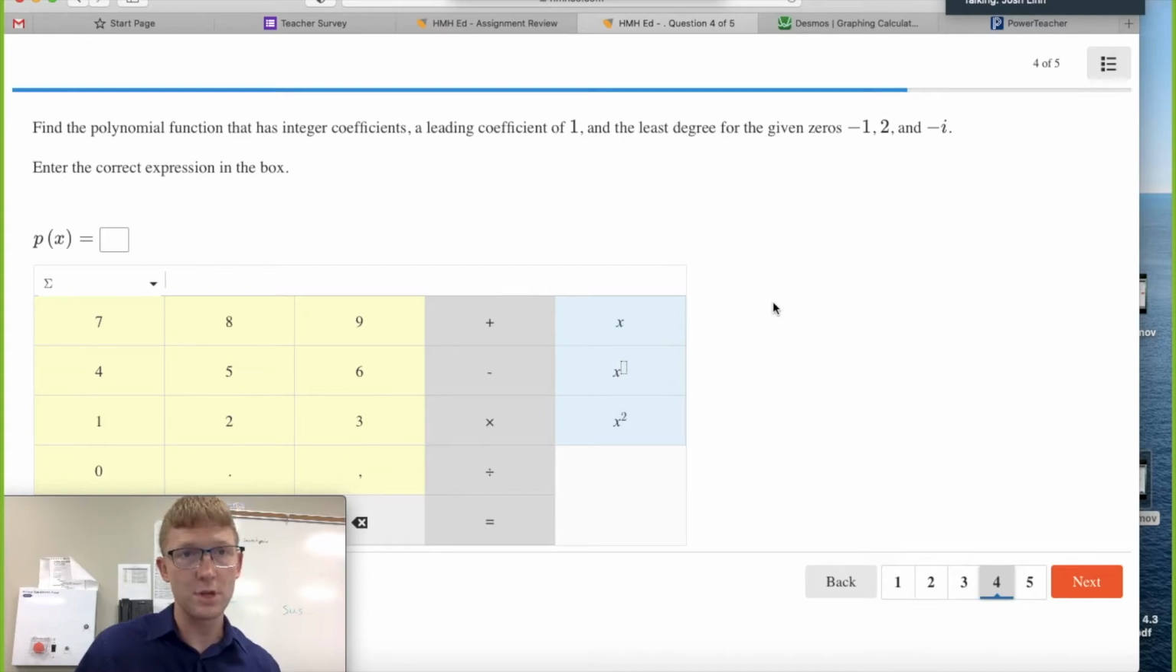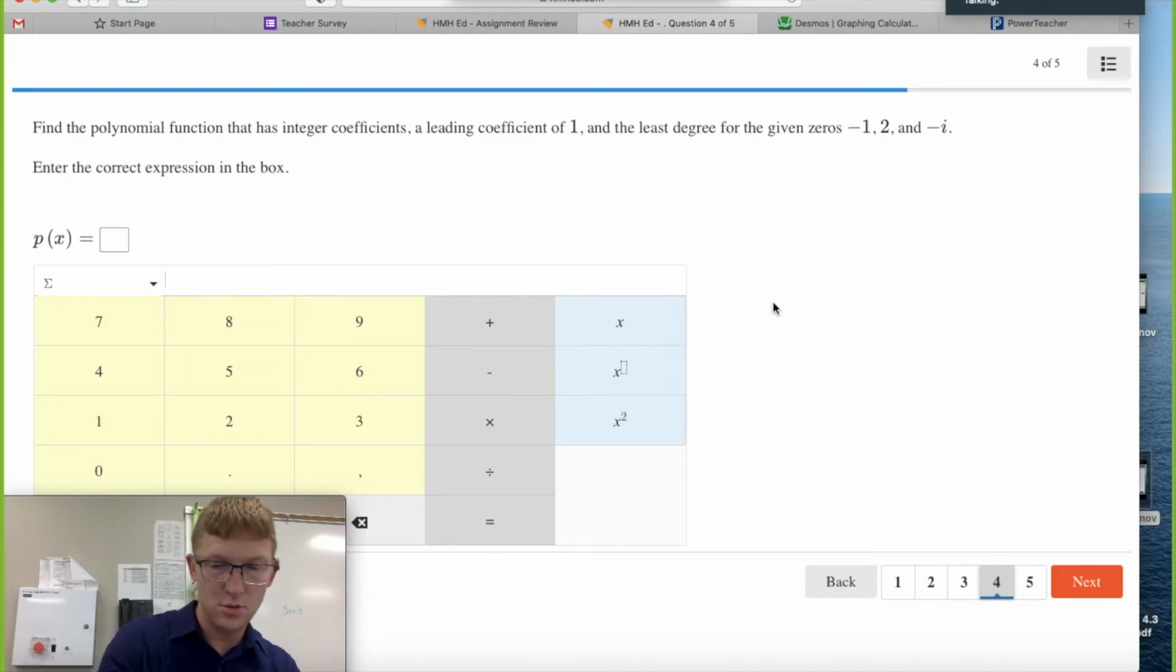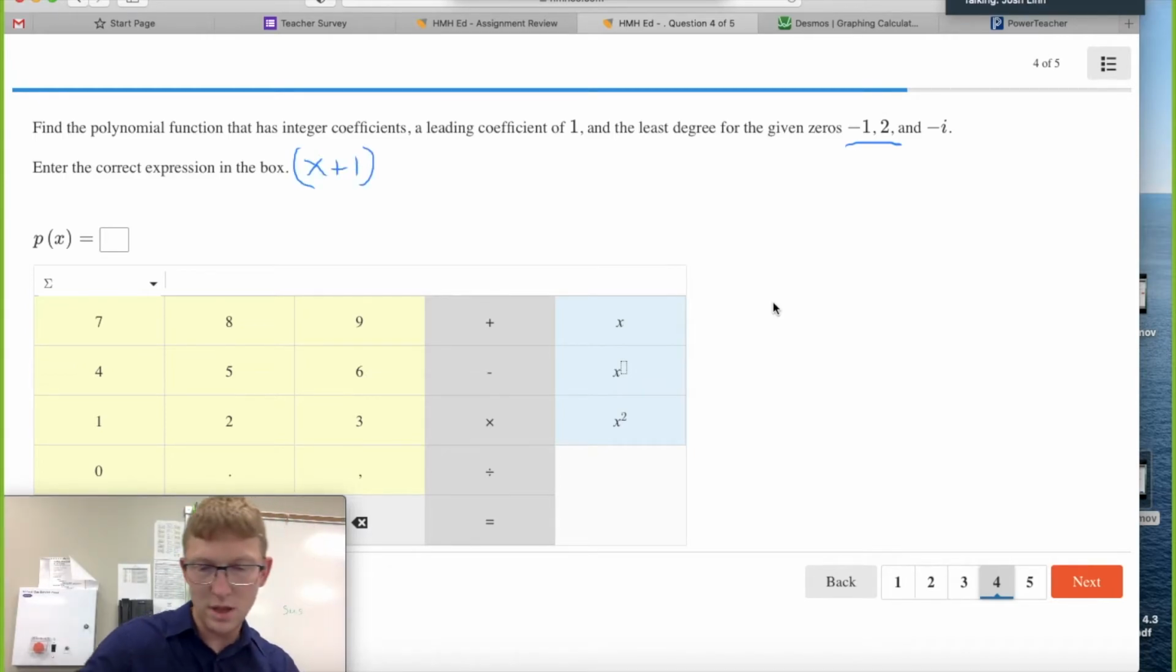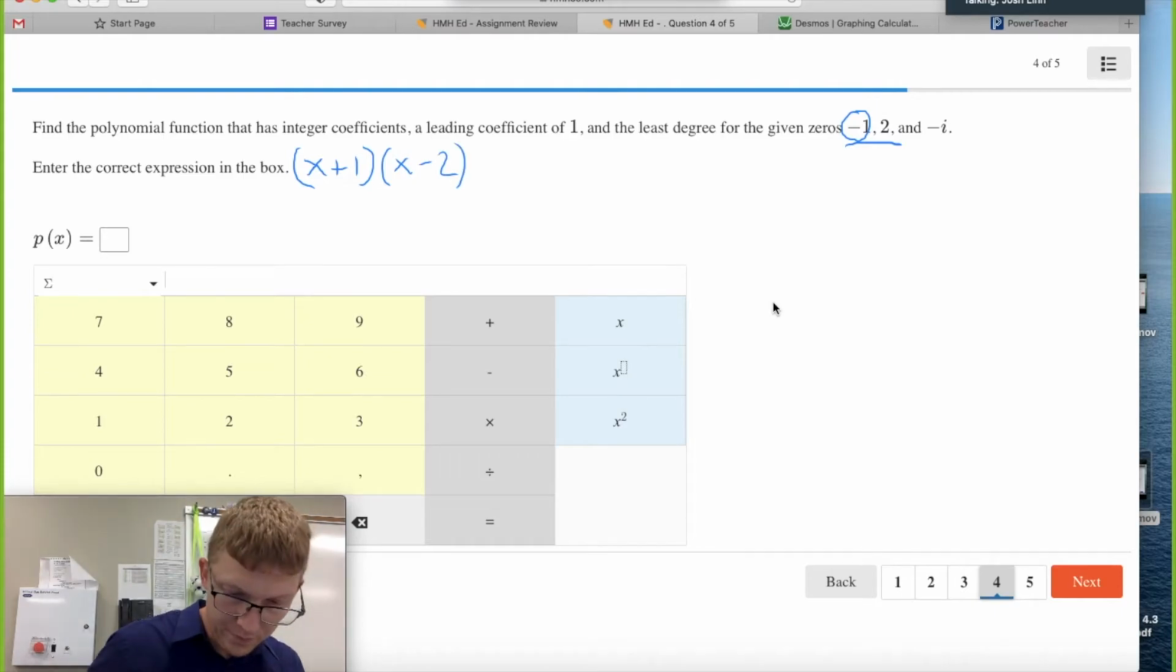So find the polynomial function that has the integer coefficients, a leading coefficient of 1, and the least degree for the given zeros, -1, 2, and -i. So these first two numbers shouldn't be terrible. So we've got x plus 1. Mr. Lin, why is that x plus 1? Because when we substitute the -1 in, it should equal 0. Thank you, Mr. Lin. So then we've got x minus 2.